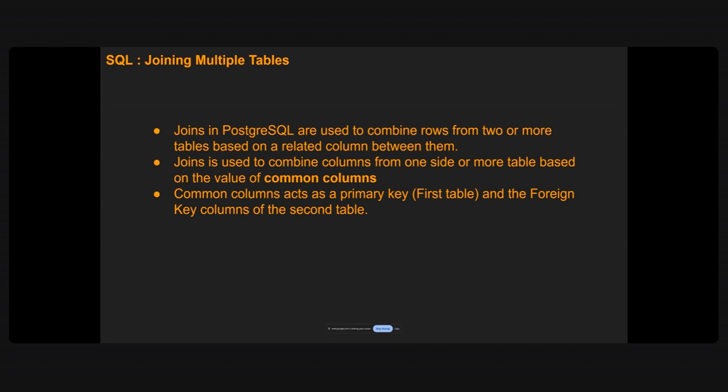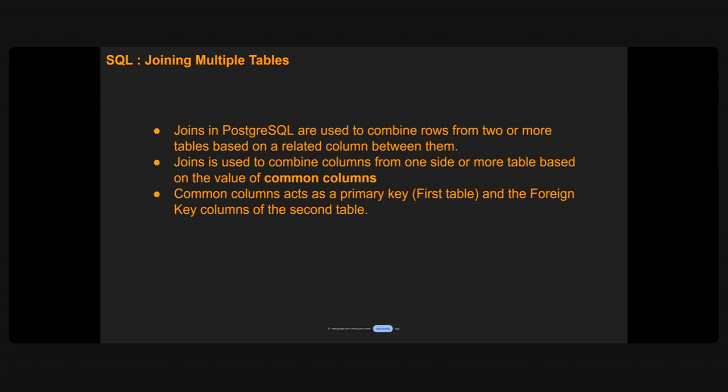So what I'm saying is, first understand the concept, the fundamental points that we have to keep in mind when we are joining two tables. It could be left, right, inner. I'll explain what left, right, and inner are. Joins are used to combine columns from two or more tables, it could be two, three, four, five tables, based on the value of common columns.